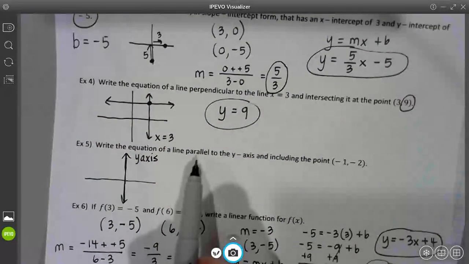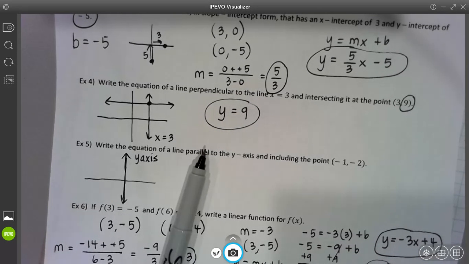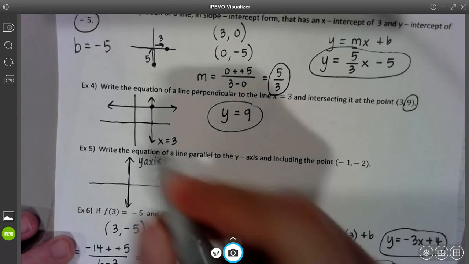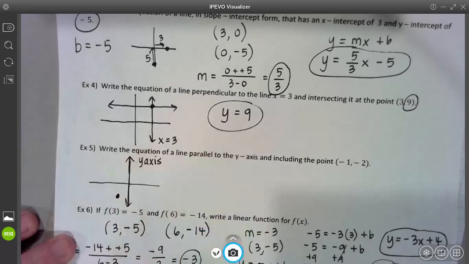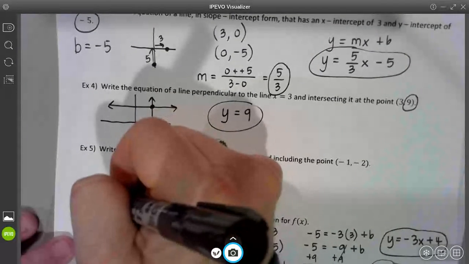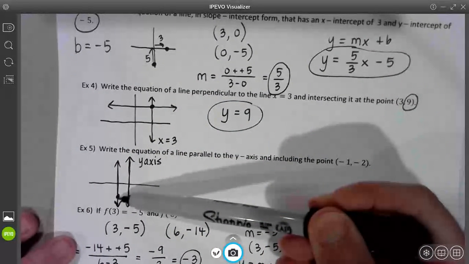So if our line has to be parallel to the y-axis, never meet it, and the y-axis is a vertical line, only what kind of line would be parallel to a vertical line? Another vertical line. So that means we are writing the equation of a vertical line, and it has to pass through the point (-1, -2). So left 1, down 2. That's that point right there. So our line is passing right through it.